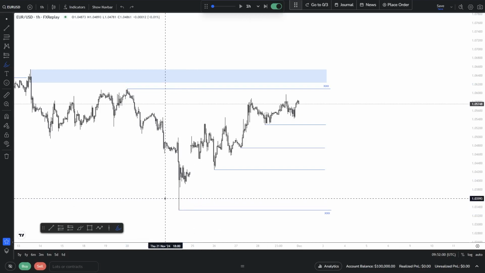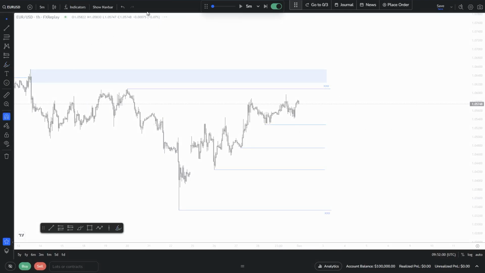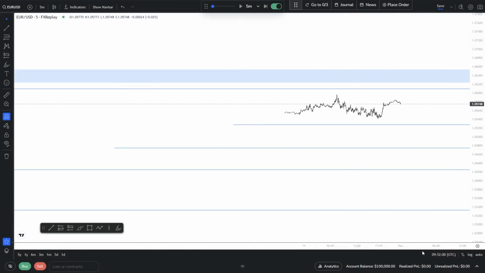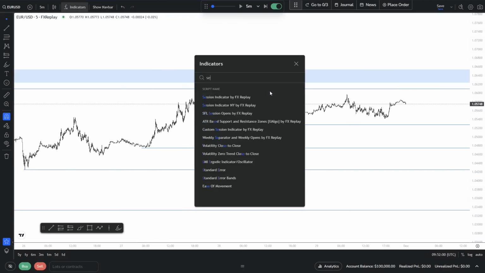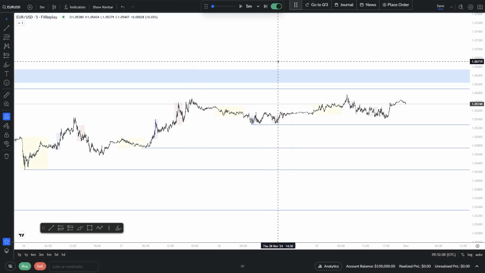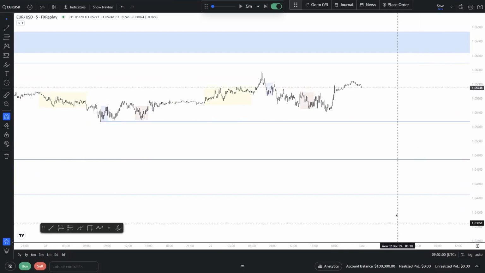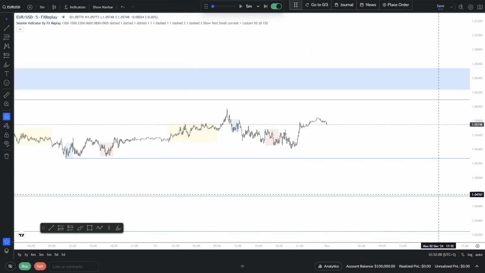I don't really want to predict at this moment, but let's just go on M5 and try to play out the session. Just before that, I think I need to put the sessions on the indicator. Just give me a second. Let me set up this indicator and then I'll be back. Cool, yep, the indicator is perfect.